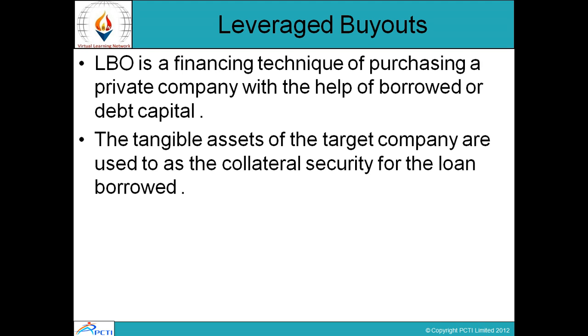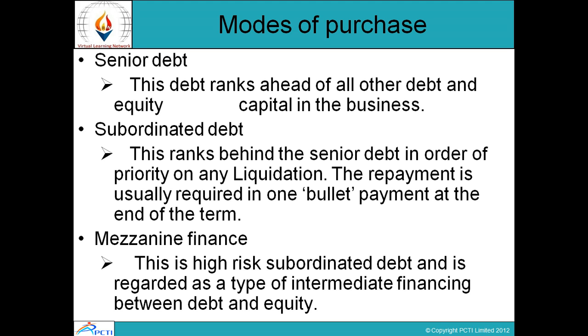At times, what happens is that a proportionate amount of the long-term financing is secured with the fixed assets of the firm, and in order to raise the balance amount of the total purchase price, unrated or low-rated debt, which is known as junk bond financing, is also utilized. Now there are various modes of purchases. So there are a number of types of financing which can be used in an LBO.